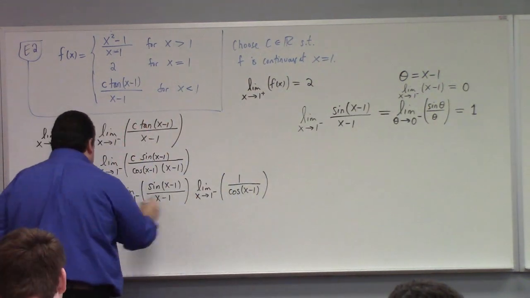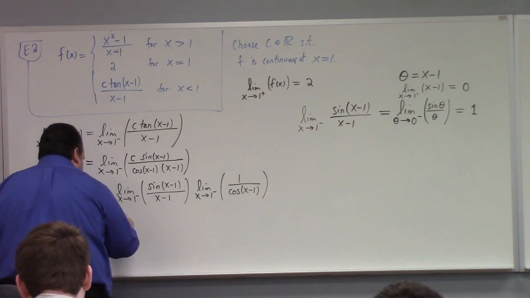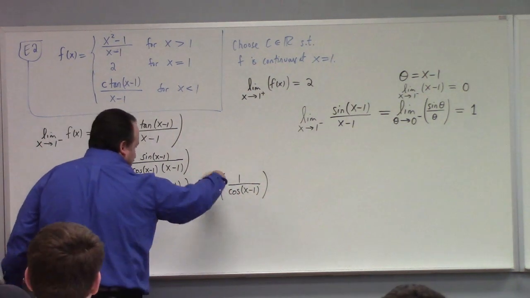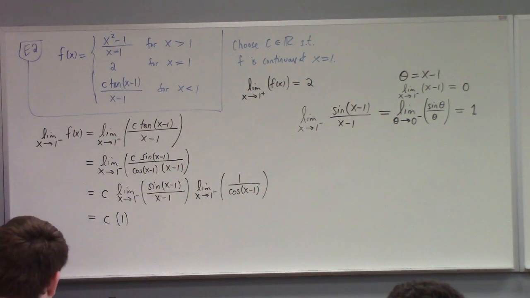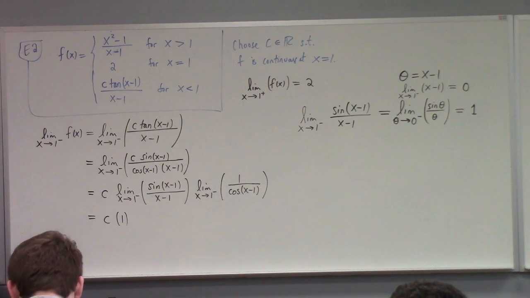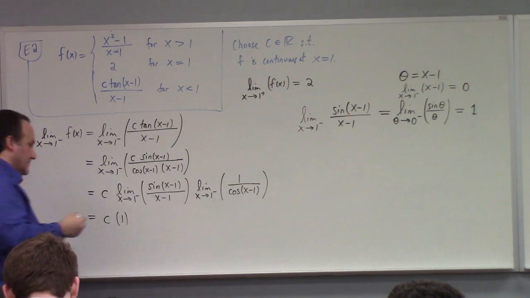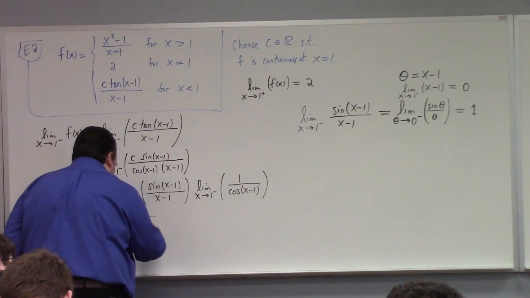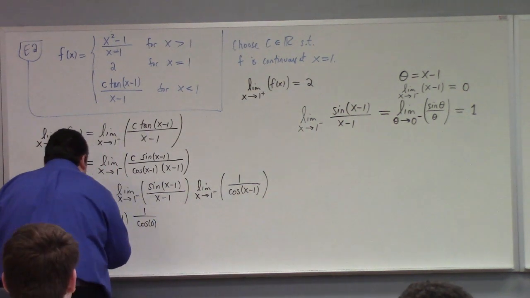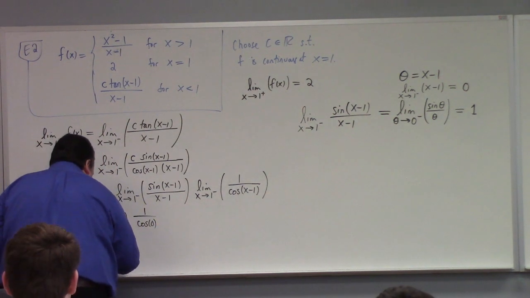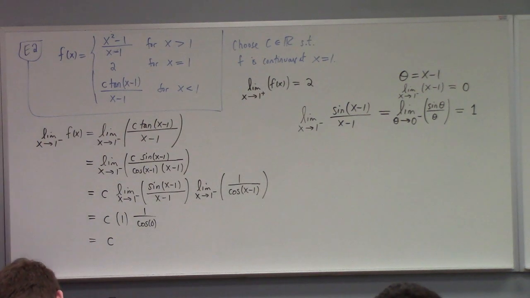So what's this equal to? C times 1. And how about this? Is there any trouble there? Plug in 1. What do you got? You got 1 over cosine of 0. What's cosine of 0? It's 1. So this is equal to C. Okay, well, that's kind of boring. But that works out to C.